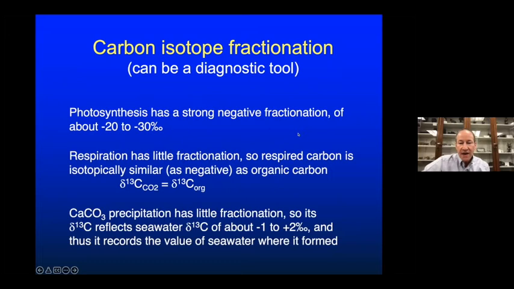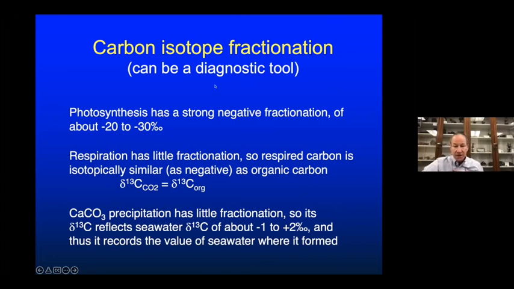All photosynthetic activity has a strong negative fractionation. That's jargon that means that organisms that use photosynthesis, plants, in other words, have a strong preference for carbon-12 O2 rather than carbon-13 O2. And their delta C13 is typically negative, -20 to -30 per mil, compared to an arbitrary standard.